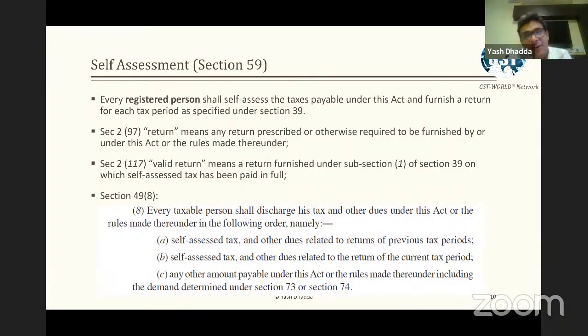Now, interestingly, we have a definition of return also under section 2, subsection 97, which says return prescribed or otherwise required to be furnished under this act or rules made thereunder. So there we have a definition of return.